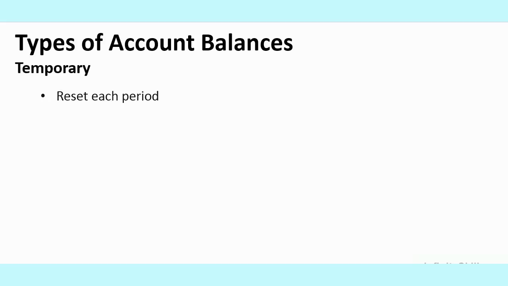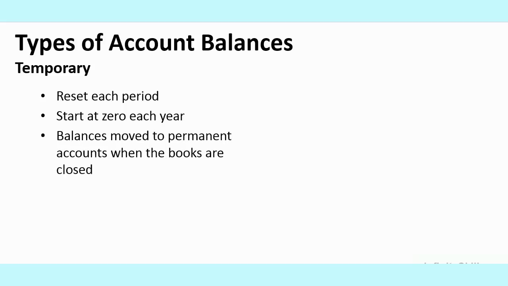Temporary account balances reset each period. These accounts begin each accounting year with a balance of 0. At the end of the accounting year, any balance that is in the account is transferred to another permanent account. A good example of a temporary account is a sales account. The sales account, as we might guess by its name, is used to track sales that incur during the year. We often need to refer to the total sales for a year, and this is where that value comes from.